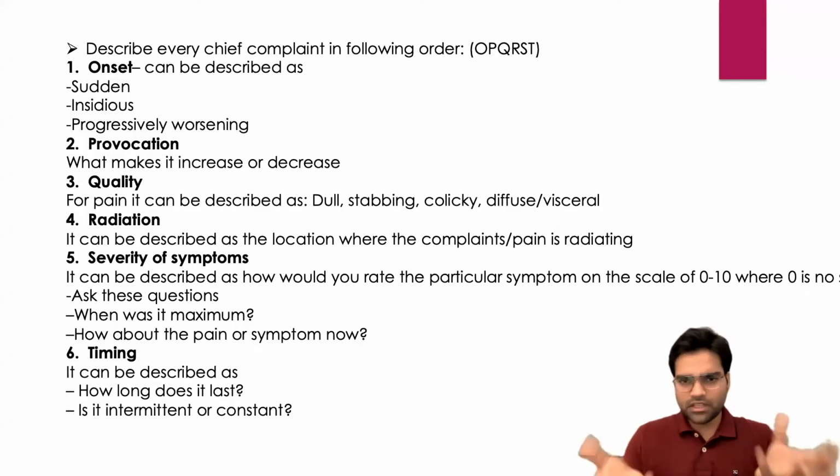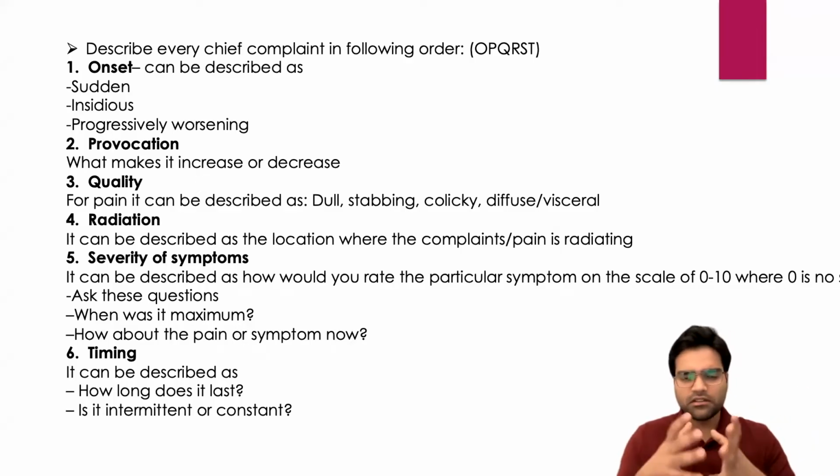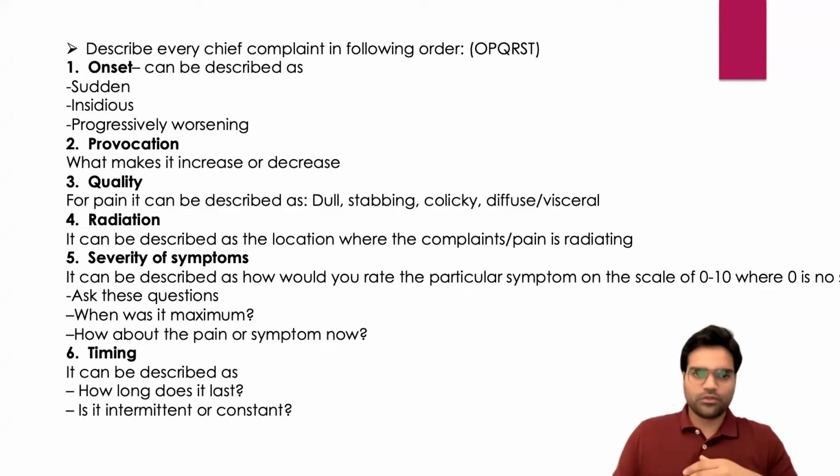Usually if you give this scale to people, they will say my pain is 7 out of 10, or 9 out of 10. Somebody will say 10 out of 10. Some people will say 11 or 12 out of 10, or infinite out of 10. So it varies according to perception, but you'll get the brief idea. You have to ask the severity of the symptom and then the timing. In the severity part, you also have to ask when it was maximum, and how the pain or symptom is right now.